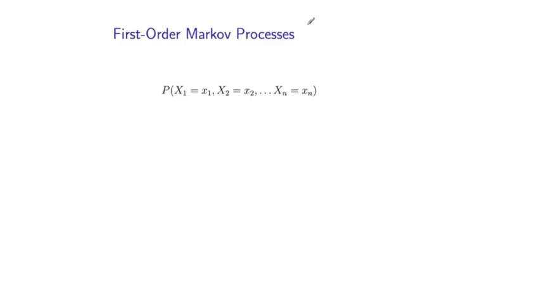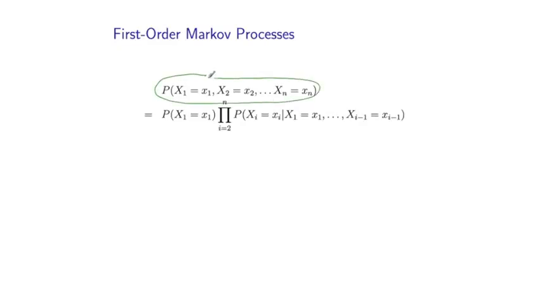So how do we go about modeling this joint probability? There's basically going to be two steps in deriving what's called a first-order Markov process. And the first step is to use the chain rule of probabilities to decompose this entire expression as a product of expressions. Let me explain a little bit about what's going on here when I say we're using the chain rule.